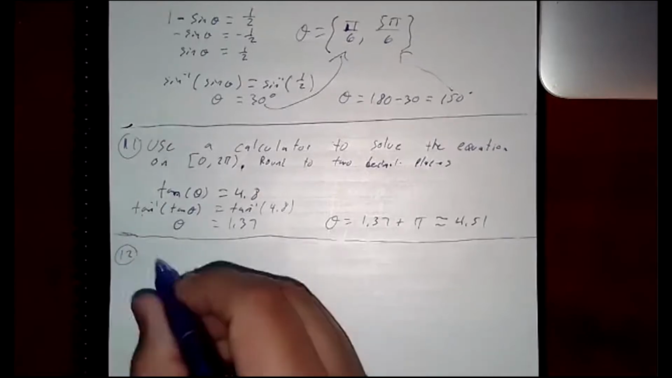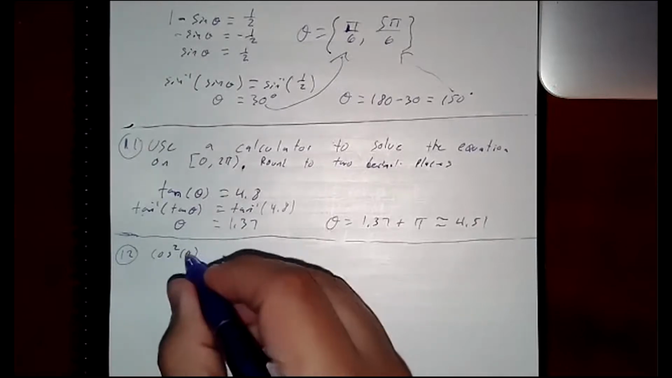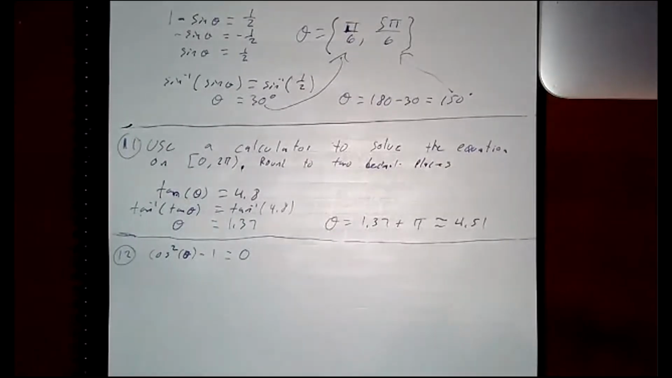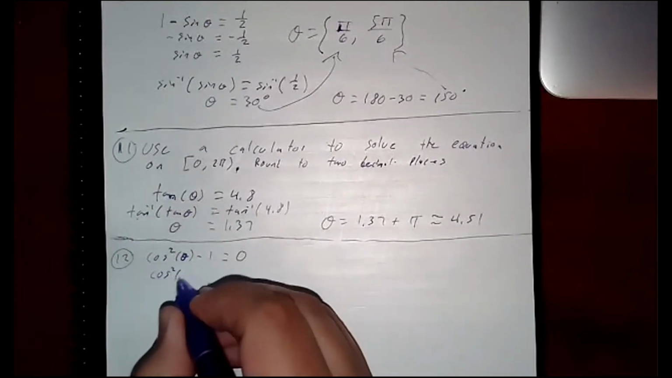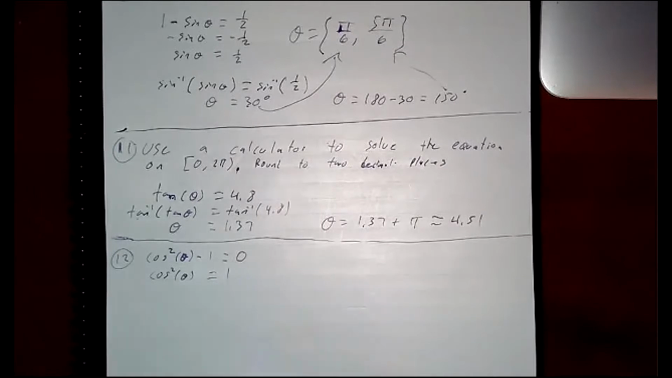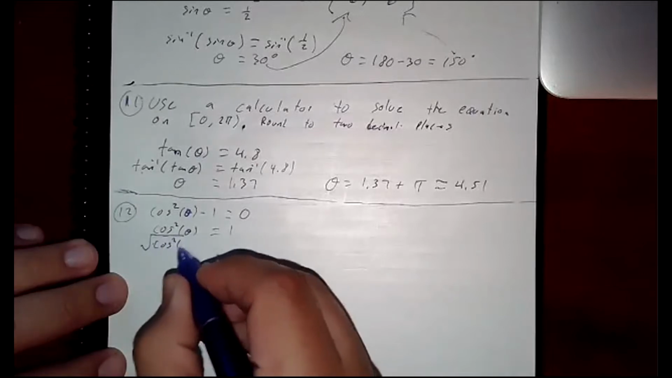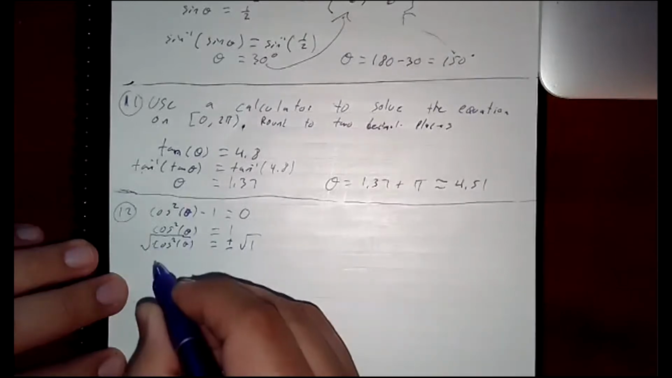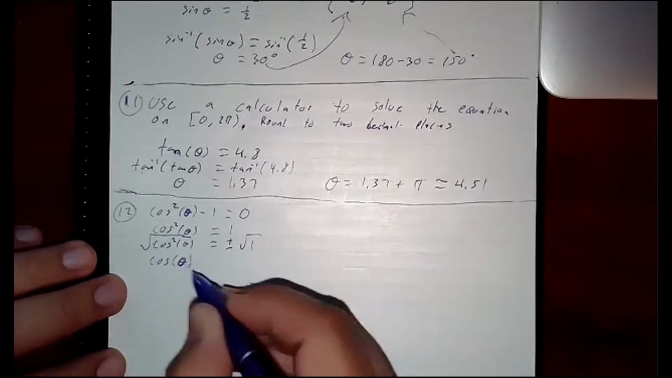Our next one, cosine squared of theta minus 1 is equal to 0. So isolate the cosine squared, and then here we will use the square root property. So square root both sides. When you square root, you have to tack on the plus or minus. You don't have to do it to the left-hand side because it's already squared, plus it only needs to be on one side.